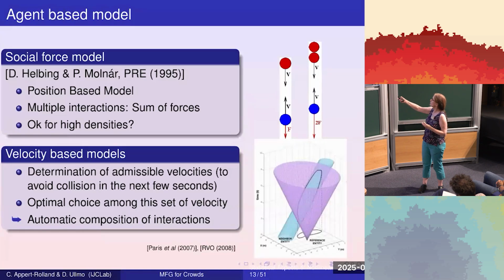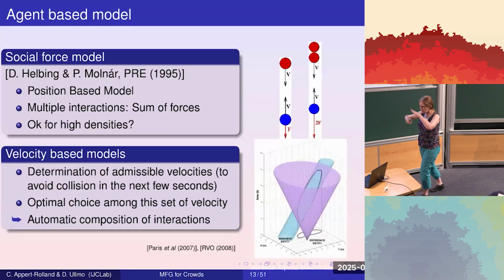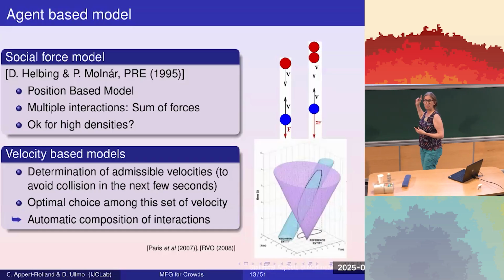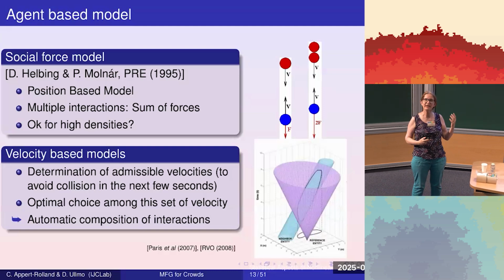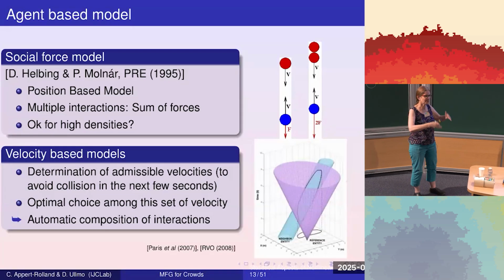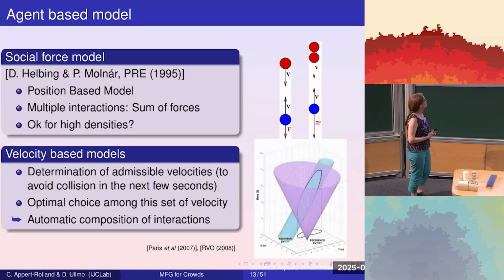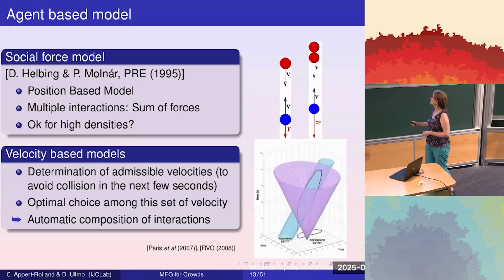So it's another way of combining interactions, which is much more physical than the sum. This gave rise to a new family of models. Actually, these velocity-based models were already invented at the beginning of the 20th century in another field, to move ships in harbors. But it was a different field, and it was rediscovered several times, also for robotics. So these ideas are around. Now they came into the pedestrian field.